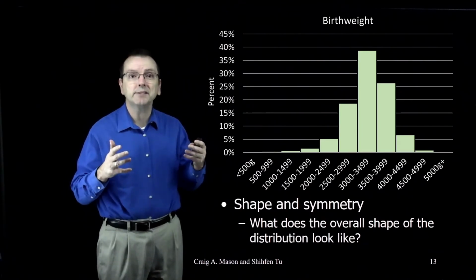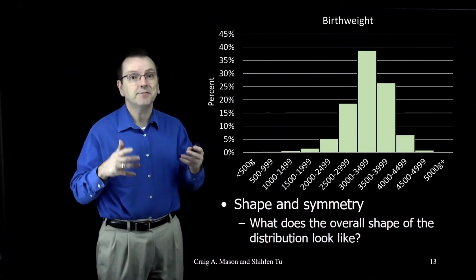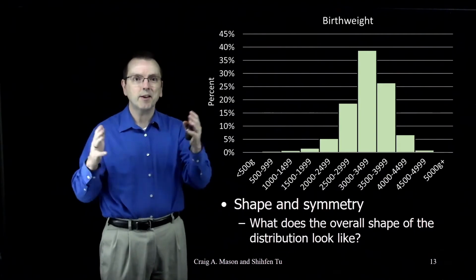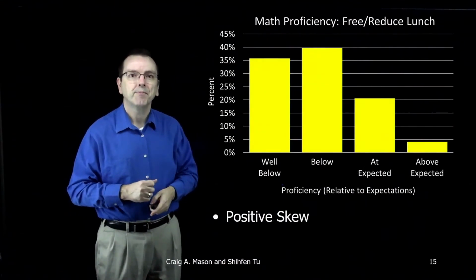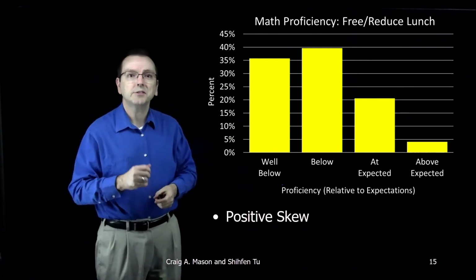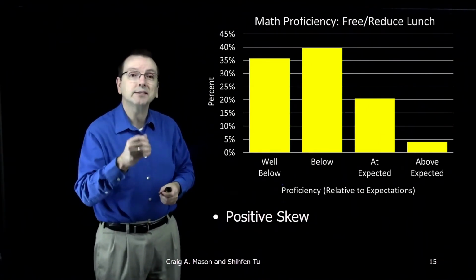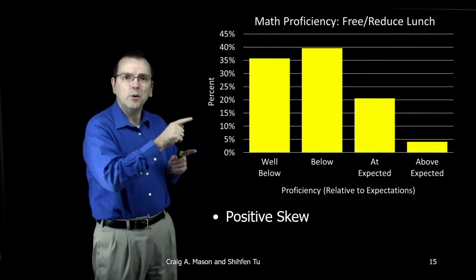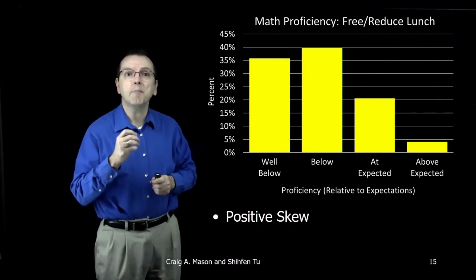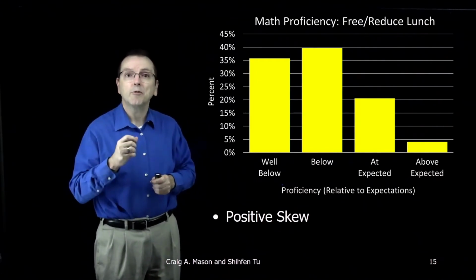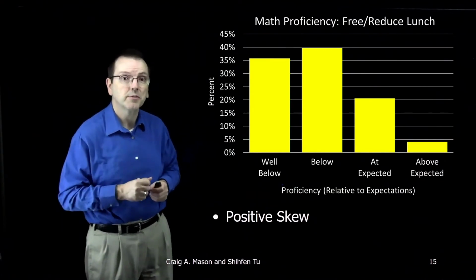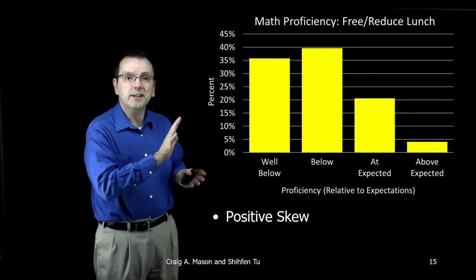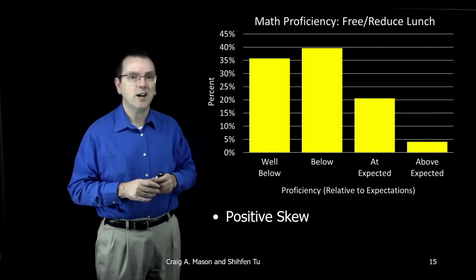Okay, now let's look at some other real-world examples that illustrate ways in which the frequency distributions vary based on the ideas of central tendency, variability, and shape or symmetry. First, there's what's called a positive skew. We see it here in this distribution of math proficiency levels for students identified as being eligible for free or reduced lunch. Notice that the distribution is not symmetric.